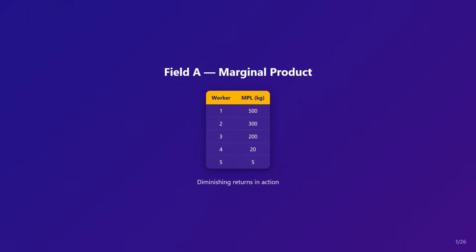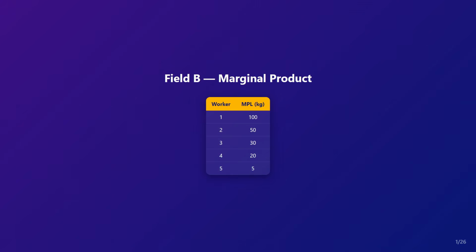Note, marginal product decreases in both fields. This is the law of diminishing marginal returns. Each additional worker adds less than the previous one. Calculating the value of marginal product.